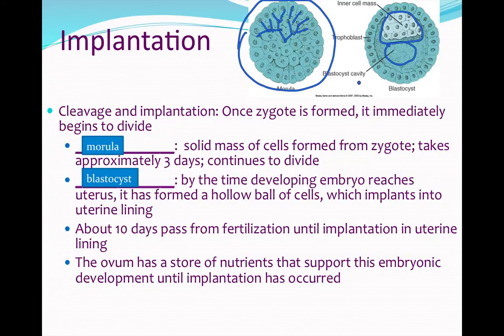So for about 10 days, what started out as a fertilized cell turned into a morula, and now it's a blastocyst, floating back down the fallopian tube to wind up in the uterus and maybe implant on the uterine wall. The ovum has a store of nutrients that support embryonic development until implantation has occurred.